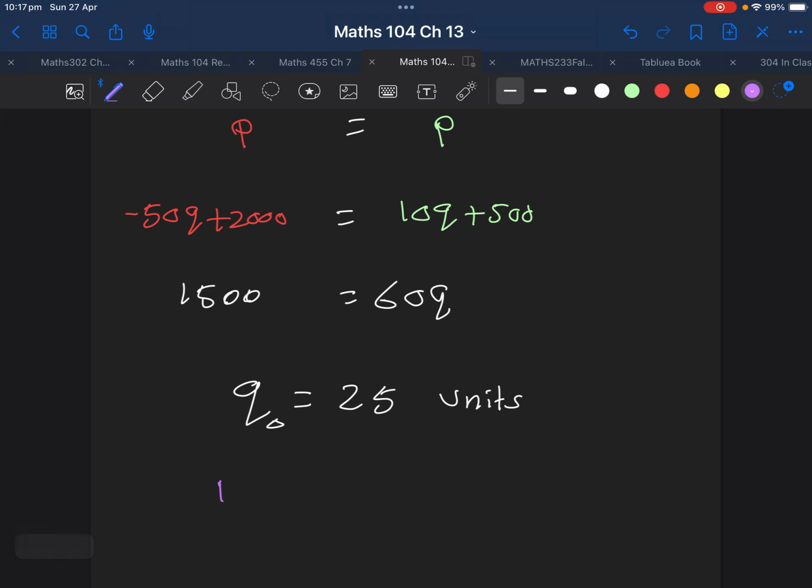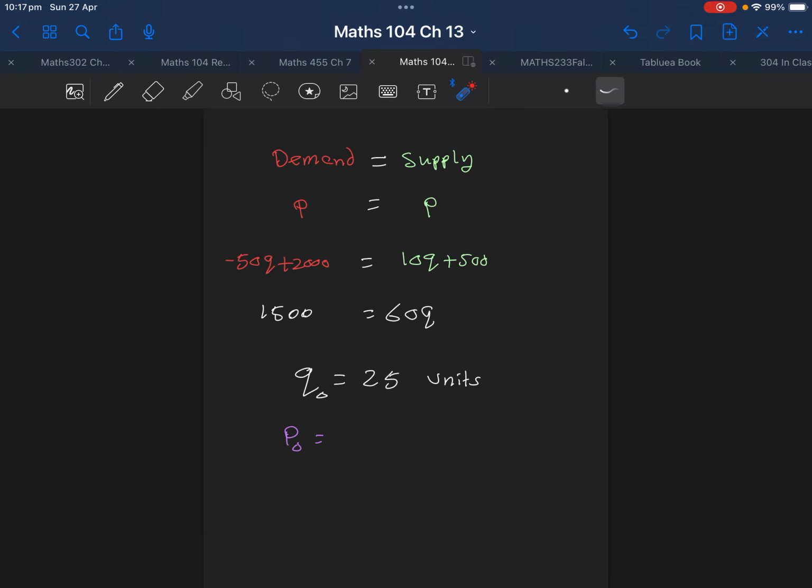And then you need to find the price, which is P naught. So you just take 25, substitute it somewhere, either in the supply or in the demand. Remember, they will give you the same number. You can even try it. It will be $750.